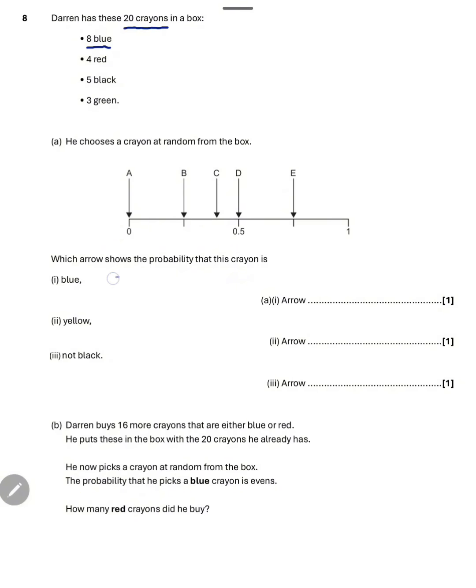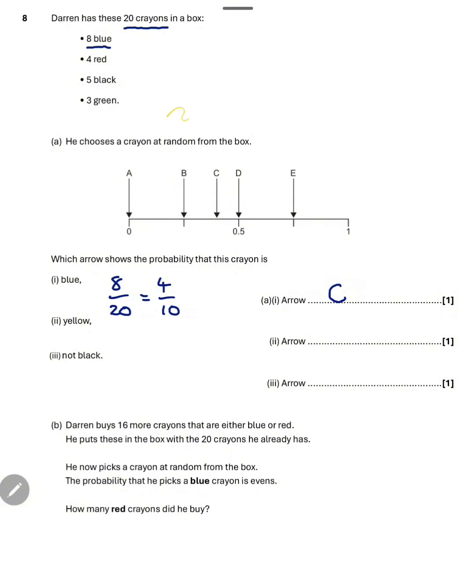Well, there are 8 blue, and that's 8 out of 20. And 8 out of 20 is the same as 4 out of 10. Just start to simplify that probability. And 4 out of 10 is very close to halfway. Halfway would be 5 out of 10. So I'm thinking 4 out of 10 must be arrow C. It's just under halfway, so that's the one I'm going to go for.